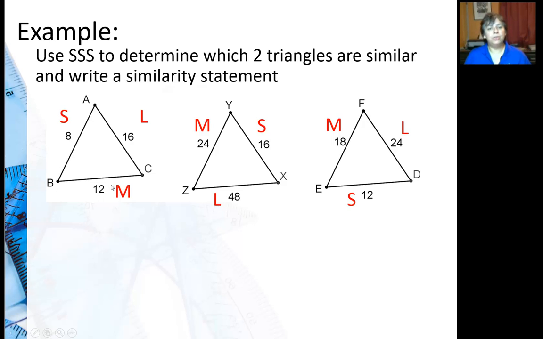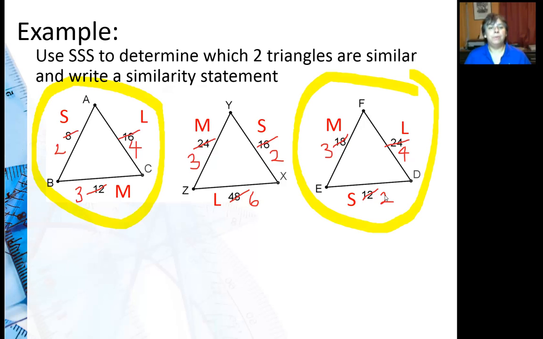On this first triangle, you can see all three of these numbers are divisible by 4. So I divide by 4 there. That's 2, 3, and 4. On the second triangle, I'm trying to get the biggest number in, which would be the greatest common factor if you remember 6th grade. And that would actually be 8. So I get 2 for the smallest side, 3, and then 6. For the last triangle, the number that goes into all three of those is 6. So I get 2, 3, and 4. There are two triangles that match here, the first and the second.